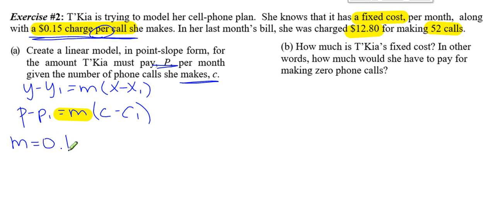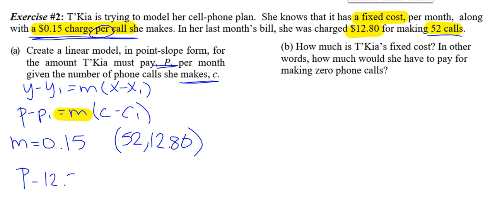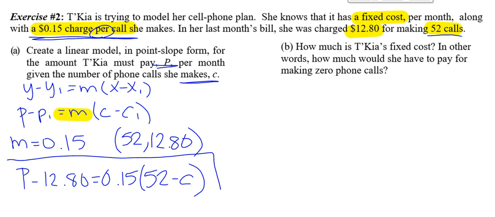And then my point that I'm going to be using is 52 calls, because that's my input, so that'd be my x or my C in this case, so 52. And then my output would be $12.80, because when I call 52 times, my total bill is $12.80. Now I'm just going to set up the formula. So I have P minus 12.80 equals 0.15 times C minus 52. And that's your answer for A.